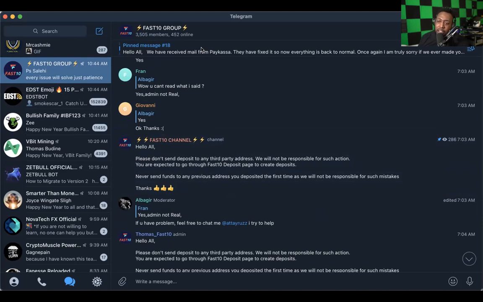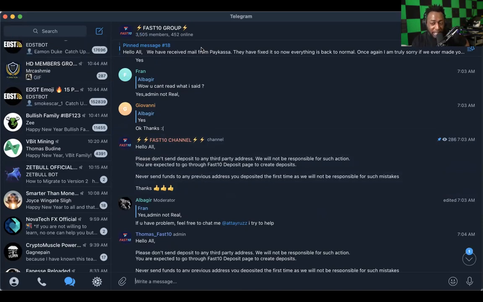So that's just common sense. Only deposit through the FAST10 page itself. Don't use any other third parties. Nobody hitting you on Telegram, nothing like that. Don't do it because it's most likely a scam. It's about 100% a scam if you're not using the platform to make a deposit, all right? And that's it. That's it for the Telegram news.